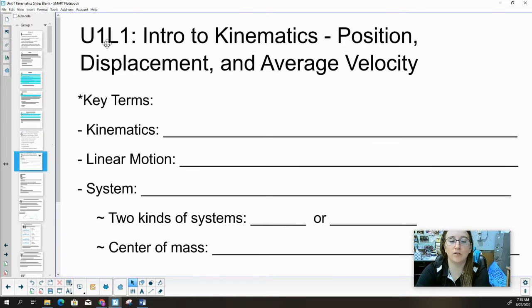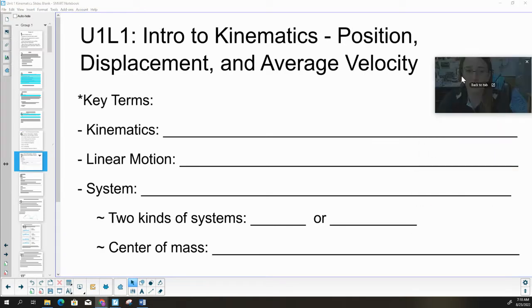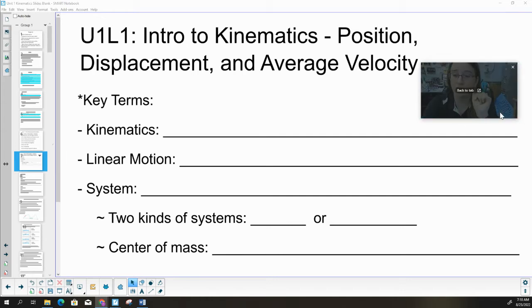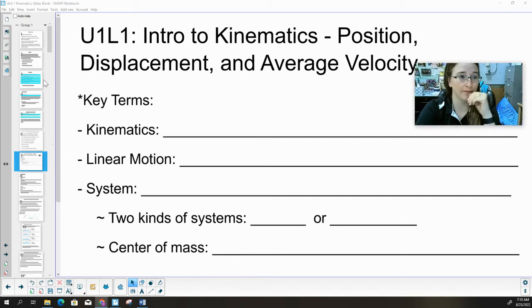Okay guys, so we're going to be going through the U1L1 notes within this video. Again, this is just going to be a couple of the slides. You're going to make a couple note cards, and then that's it. That's going to be your assignment.